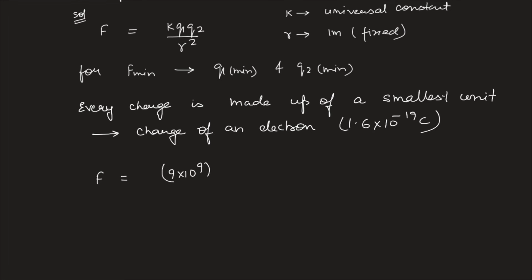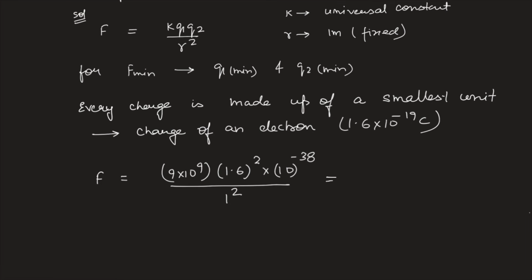9 into 10 to the power of 9 into 1.6 squared into 10 to the power of minus 19 squared, or that will be equals to minus 38, I think so, yes, divided by 1 squared. 1 squared, that is the distance between them. Now all that is left is to calculate. So we are going to calculate, and what are we going to get out of it?